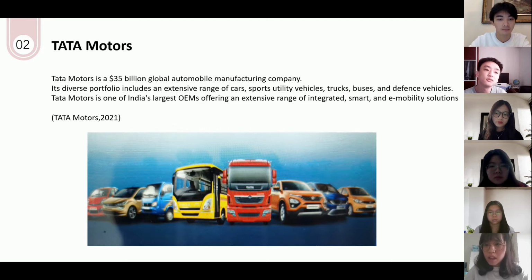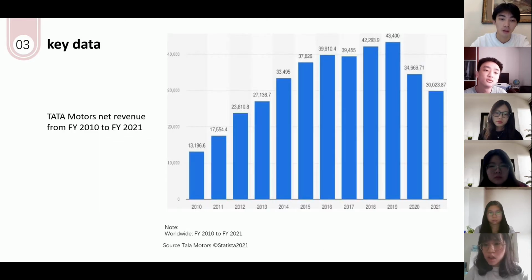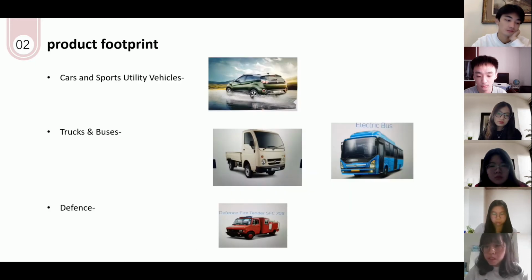Next. Here are the Tata Motors net revenues from 2010 to 2021. It can be seen from the bar chart that the income shows an upward trend from 2010 to 2019. However, it had a downward trend from 2019 to 2021. There are 3 types of products of Tata Motors: cars and sport utility vehicles, trucks and buses, and defense. Next.